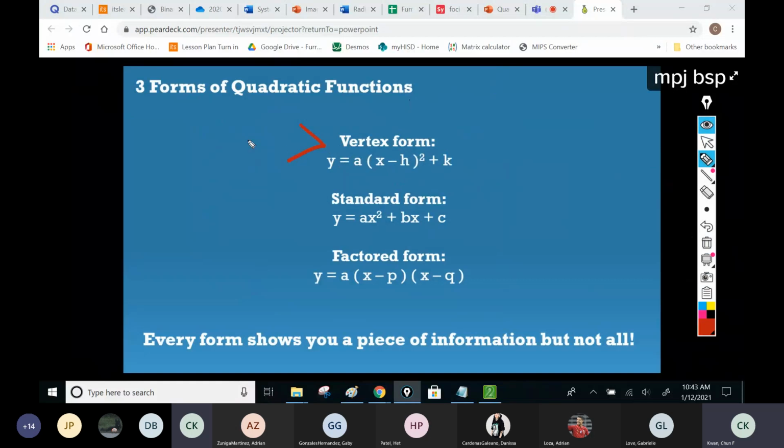The first one is the vertex form. The vertex form is probably the one that we talked about the most. Ever since the beginning of the semester, we talked about transformation, and we always use the vertex form. When you look at it, it gives you the H and the K. The H and the K are the vertex. So vertex form gives you the vertex.